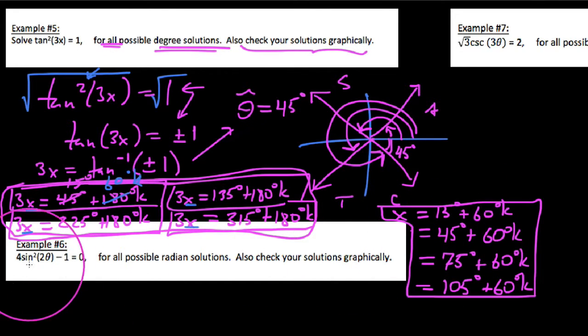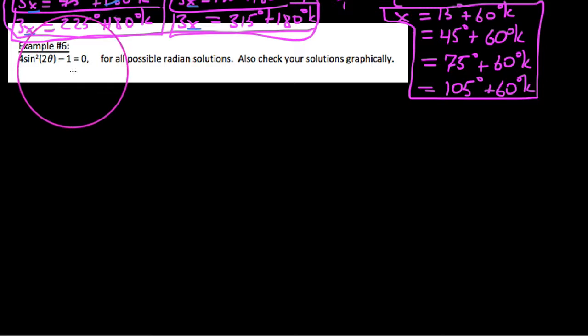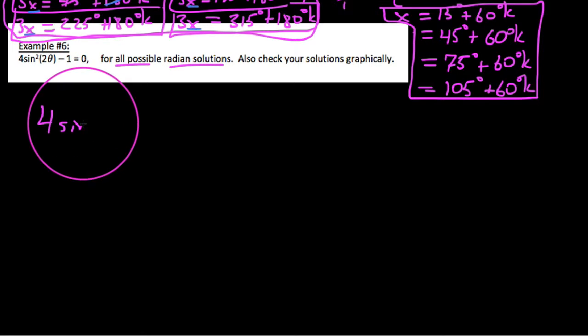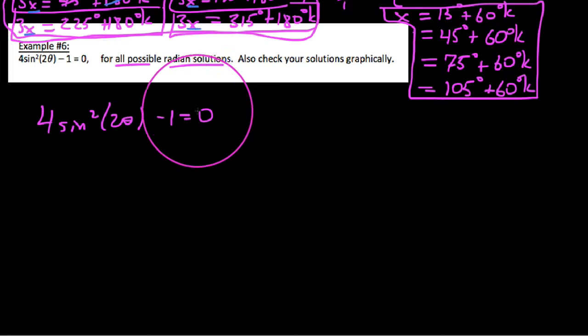Okay, so let's take a look at another example here. Sorry, I'm going to skip the graphically deal, but we say, all right, example number 6, 4 sine squared 2 theta minus 1 equals 0. Again, we want to find all possible solutions for this, and we want them in radians. So let's take a look at what we have. We say 4 sine squared of 2 times our angle minus 1 equals 0. The first thing we want to do is add the 1 and divide by 4.